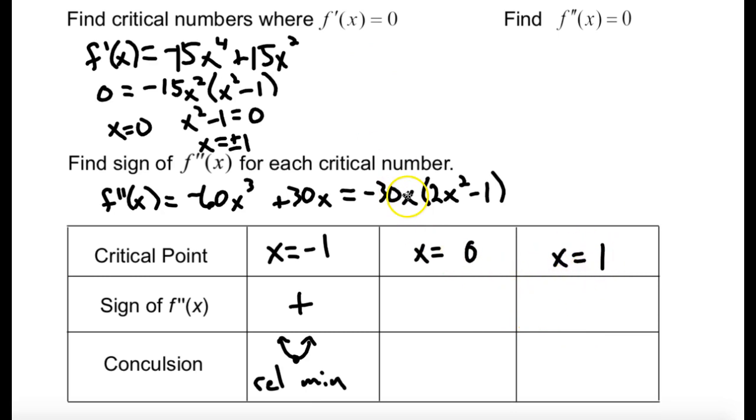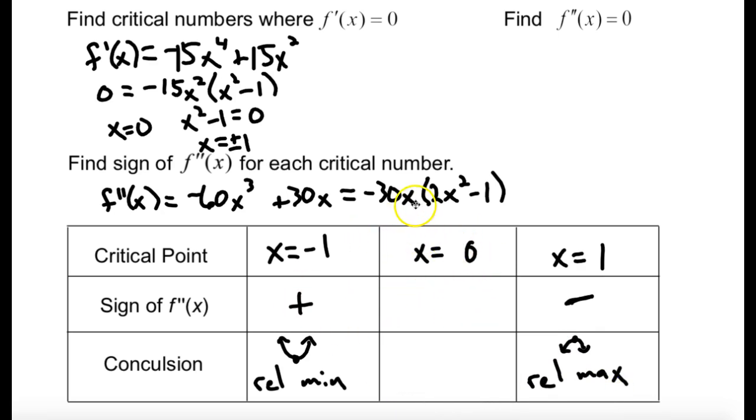If I plug 1 in, I will have a negative value here, and I will have a positive value here, yeah. So I'll have a negative value times a positive value. That would give me a negative value. If that's the case, my second derivative is negative. That means my function is concave down, but my first derivative equals 0. That means we're talking about this specific point here. So I have a relative max at that point.